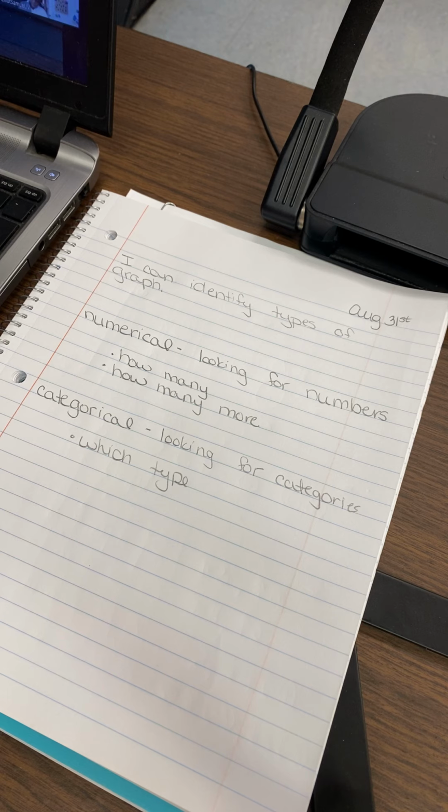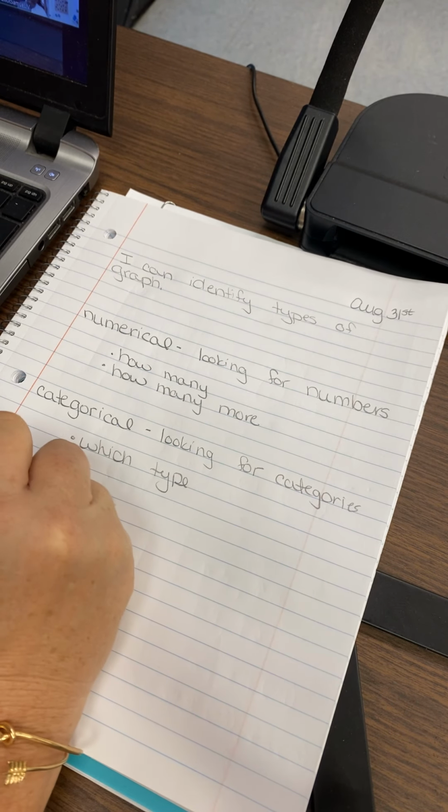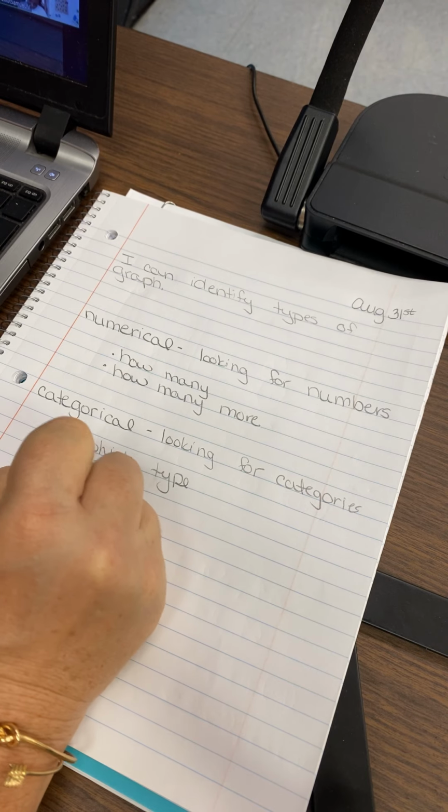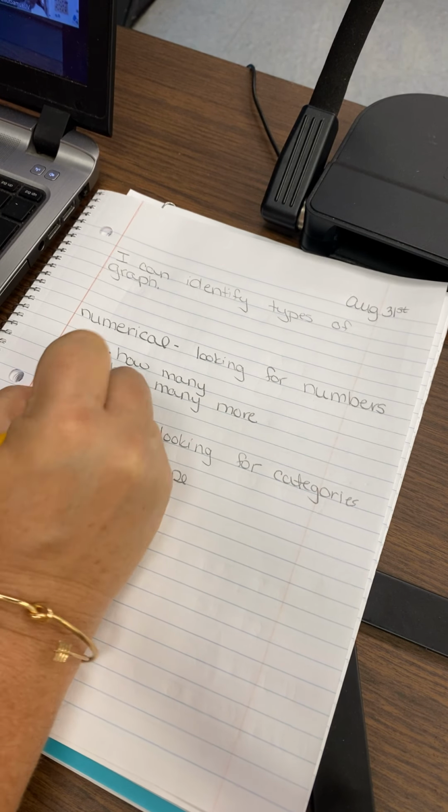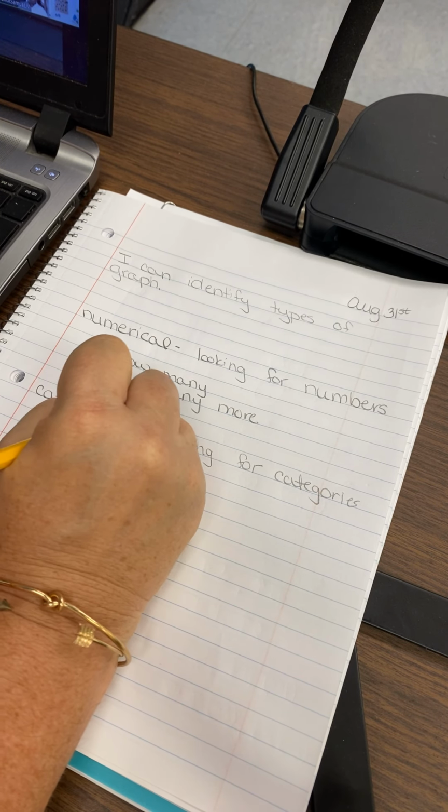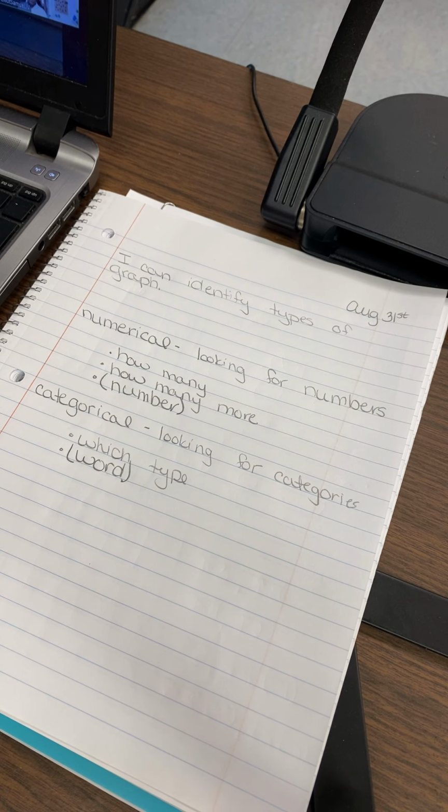Which type of vacation did most people take? Which subject did most people like the most? Okay, so that's a completely different type of question. We're definitely asking for a word. So this one, the answer is going to be in a word, where in numerical, your answer is going to be in a number. Okay, very different type of question. Now, those are the 2 that we did last year.